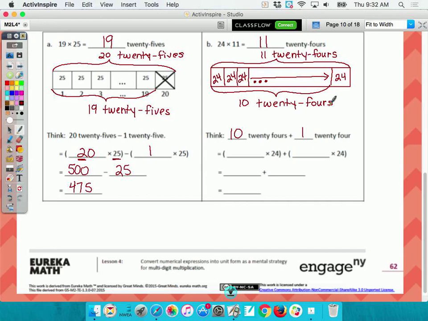So now it's pretty simple to fill it all in, isn't it? Just copy it down, 10 times 24 and 1 times 24. And then do the math. Did you already do the math? Yeah. 10 times 24? 24 and add a 0, right? What number is that? 240. Plus 24 equals 264. 264. Okay. So one of them on your exit ticket is pretty much like that, I think.